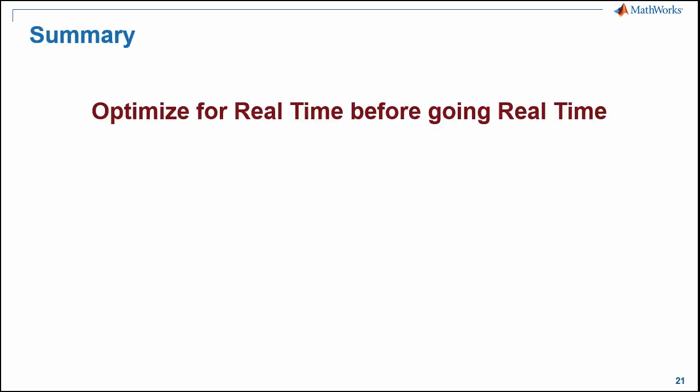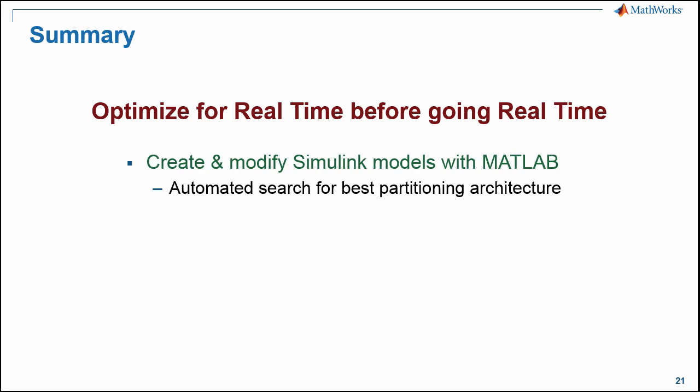Let's now summarize the key takeaways from this webinar. The objective was to prepare a model for real-time execution, but before we have access to the real-time system. That is to say, what can we do before we have access to the real-time system at the desktop level to ensure that the real-time execution performance is going to be as good as possible? Two ideas we brought to the table.